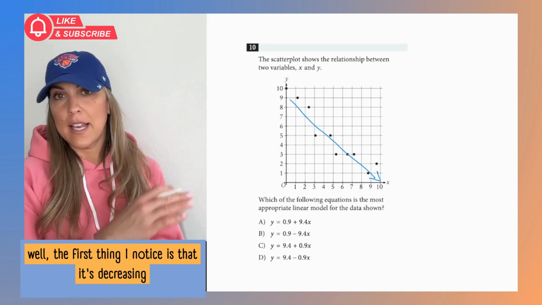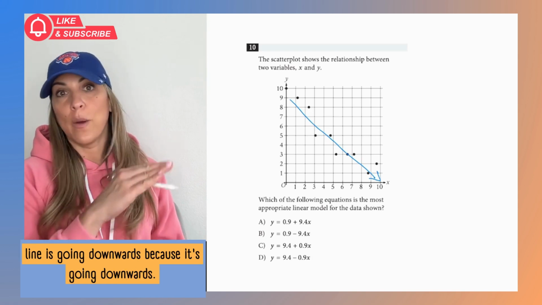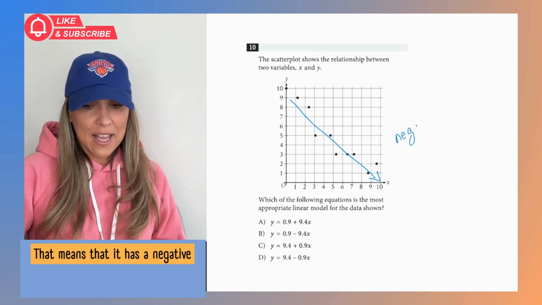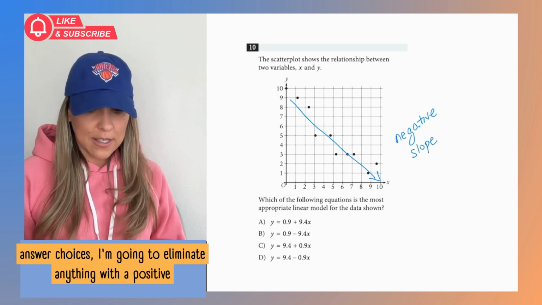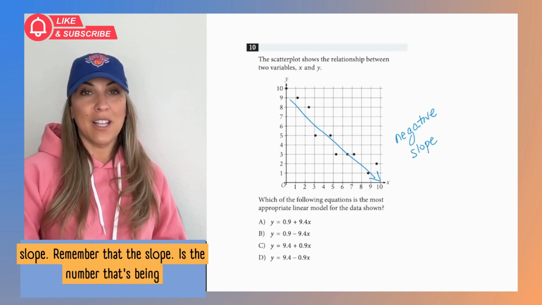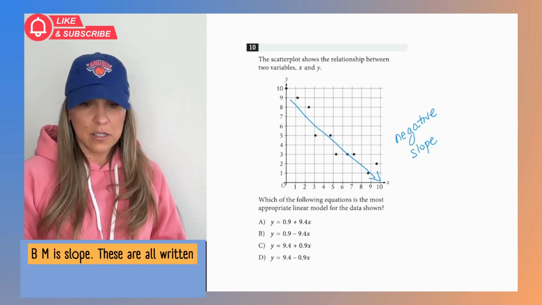the first thing I notice is that it's a decreasing line. From left to right, we always read from left to right, that line is going downwards. Because it's going downwards, that means that it has a negative slope. So now when I look at my answer choices, I'm going to eliminate anything with a positive slope. Remember that the slope is the number that's being multiplied by x. Y equals mx plus b, m is the slope.